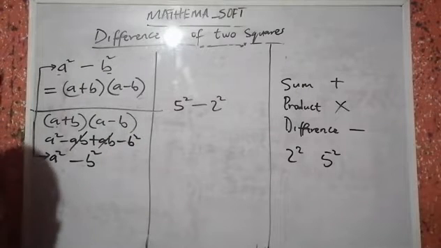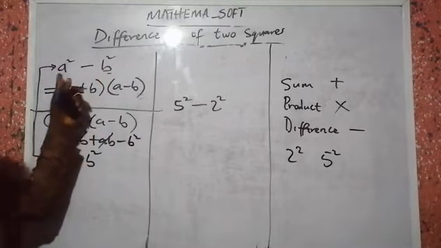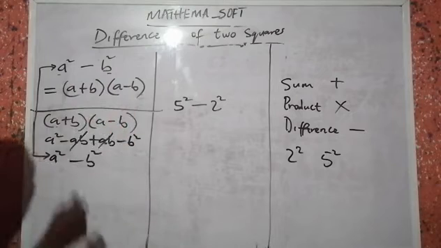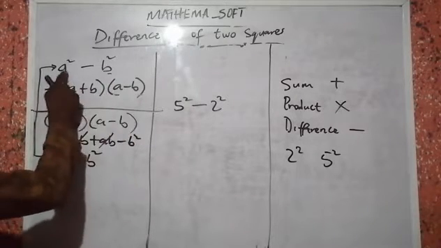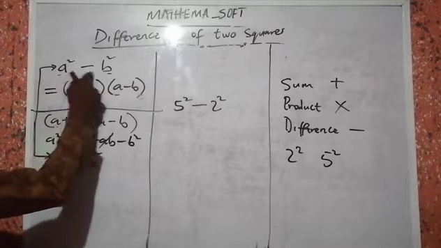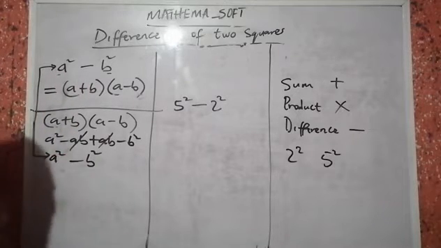So anytime you see a question or any expression that appears in two squares like this, just take the first one, A minus B, and the other one, multiply by A plus B. So you can always write it in that form.